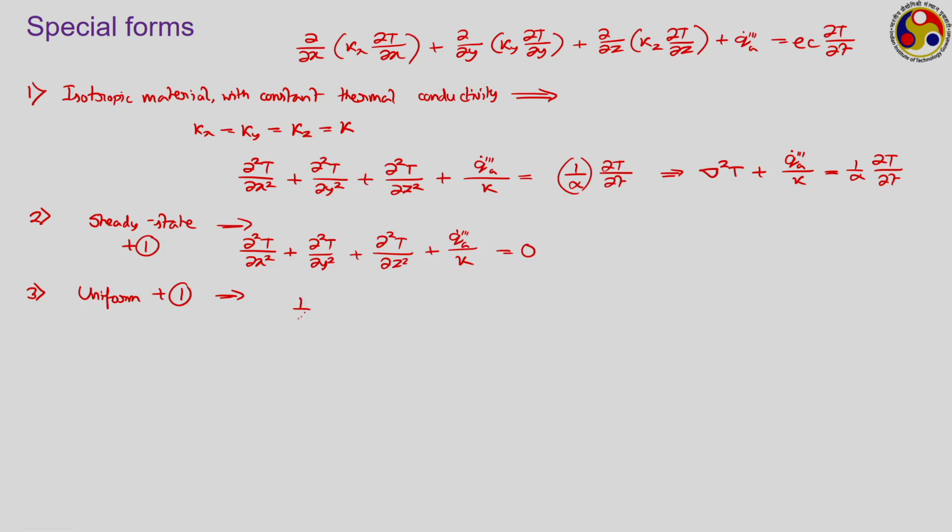In that case, we have 1 upon alpha dou T dou t to be equal to q0 triple prime upon k, or dou T dou t is equal to q0 triple prime upon k into alpha, that is k upon rho c, that is equal to q0 triple prime upon rho c.